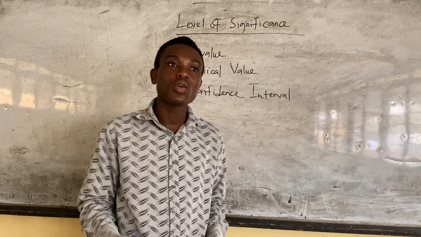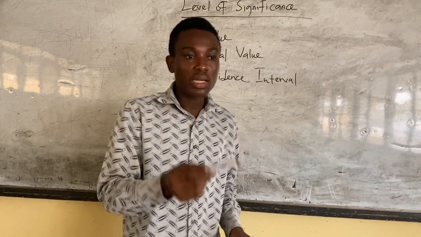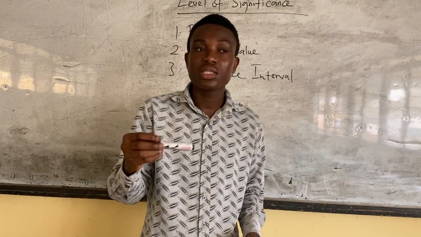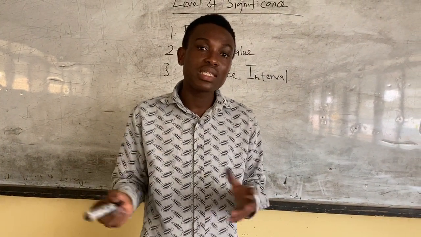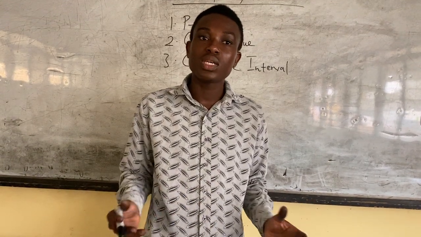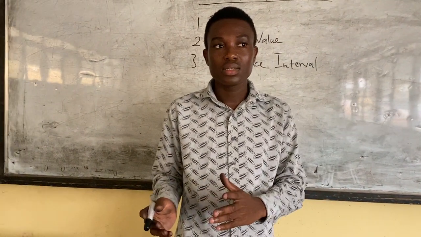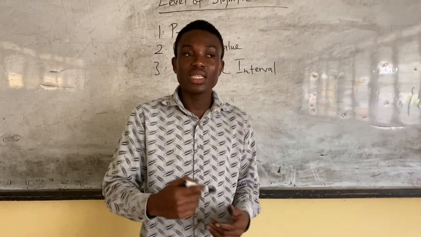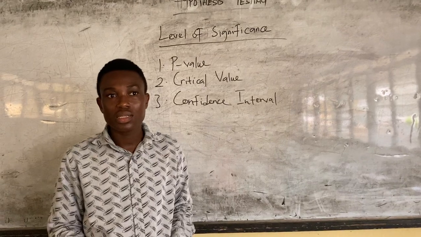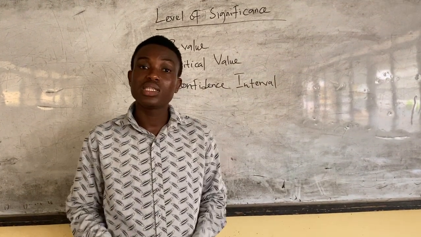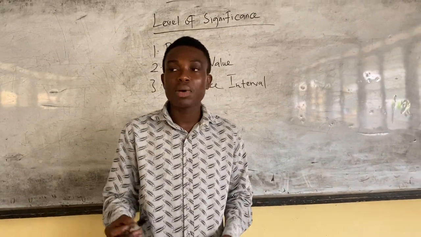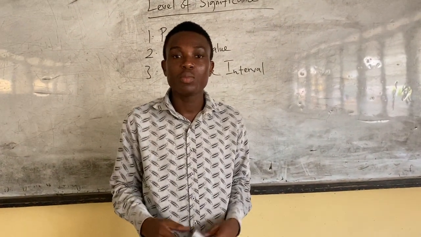So you first determine your null and alternative hypothesis. After determining your null and alternative hypothesis, try to identify whether it is a one-tailed test or a two-tailed. If it's a one-tailed, is it left or right? Then you identify your level of significance. You compute your test statistic, formulate your decision rule, and then finally you make your decision. So let's begin by looking at the methods. We take the p-value method first.